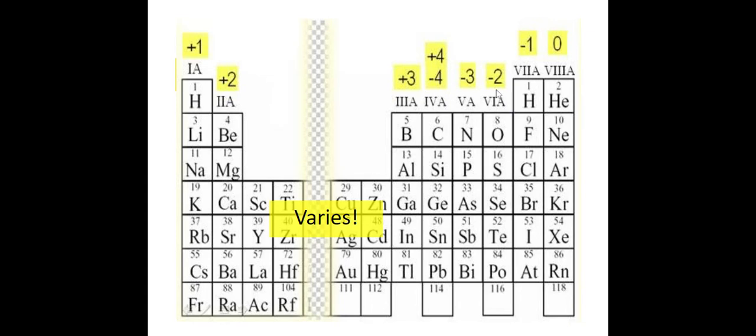Group 15 has a negative charge of 3. Group 16, a negative charge of 2. Group 17, a negative charge of 1. And group 18 has no charge. Why? Because they are fully stable, because their valence shells are full with 8 electrons.